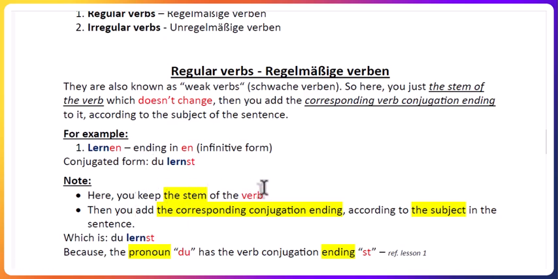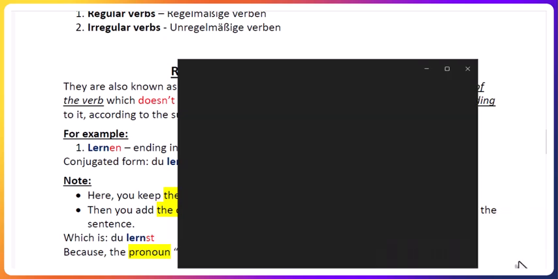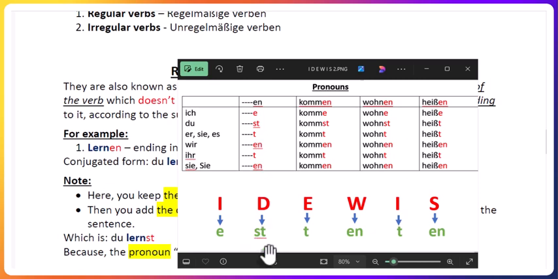You keep the verb stem and then you add the corresponding conjugation ending, which is either e, st, t, en, and so on. These are the endings. So you only keep this side, which is the stem, and this side, the red side, is the ending.